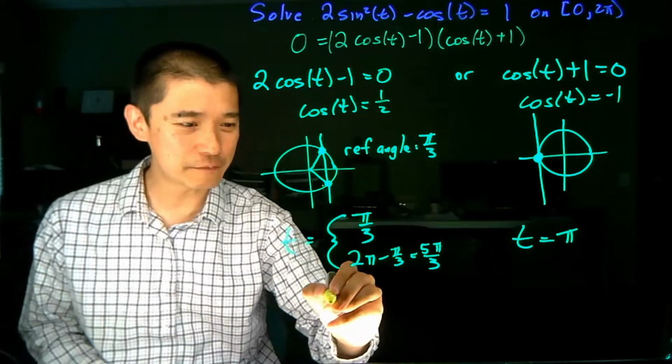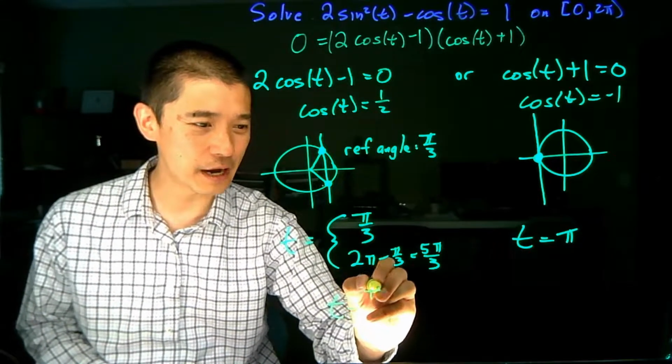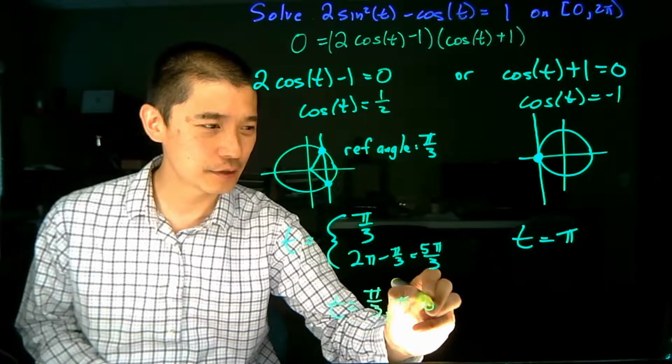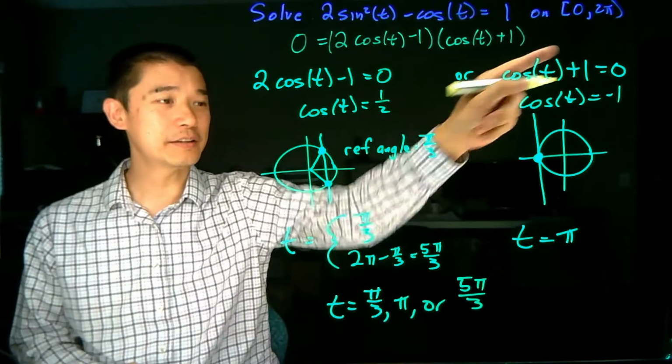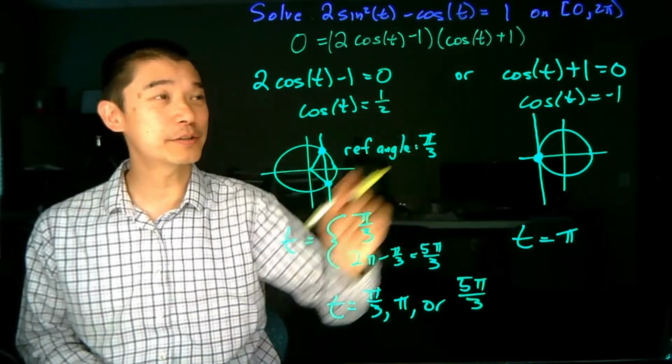And so in all, we have 3 possibilities for t. t is pi over 3, pi, or 5 pi over 3. And again, we don't have to worry about coterminal angles because we're asked to solve this on a specific interval.